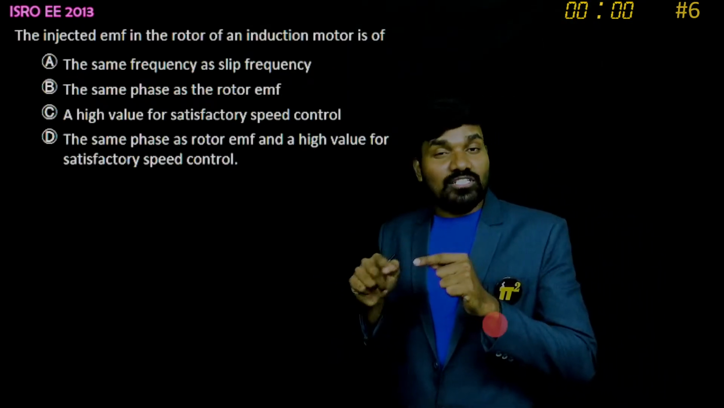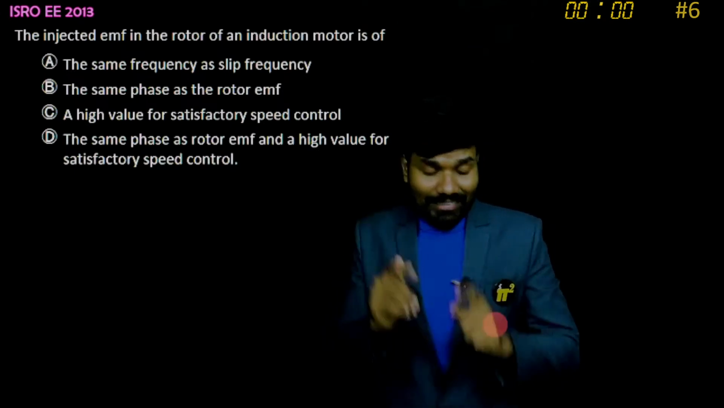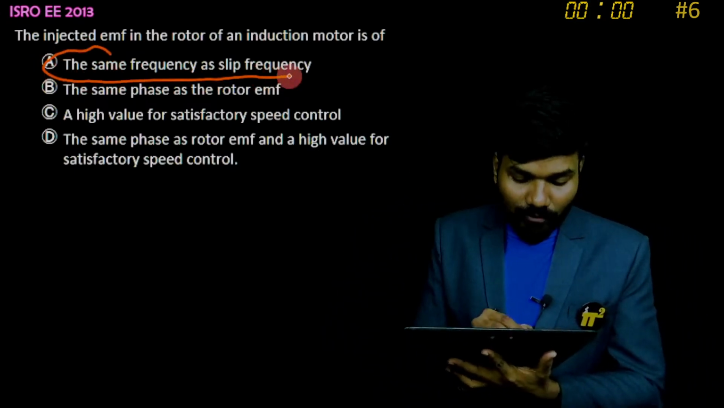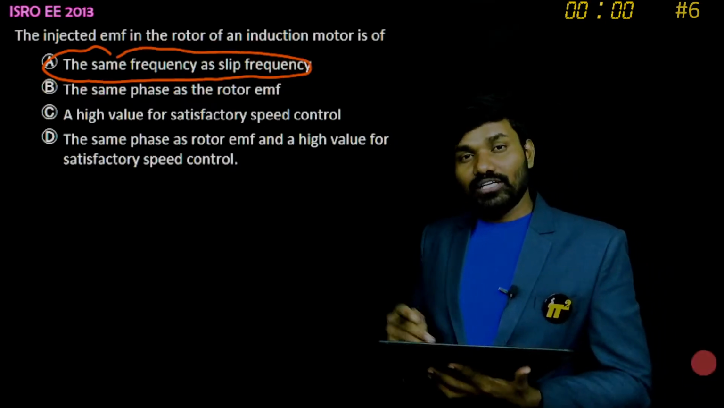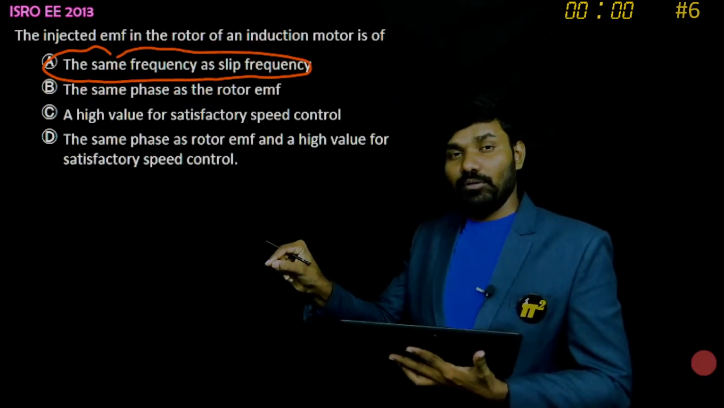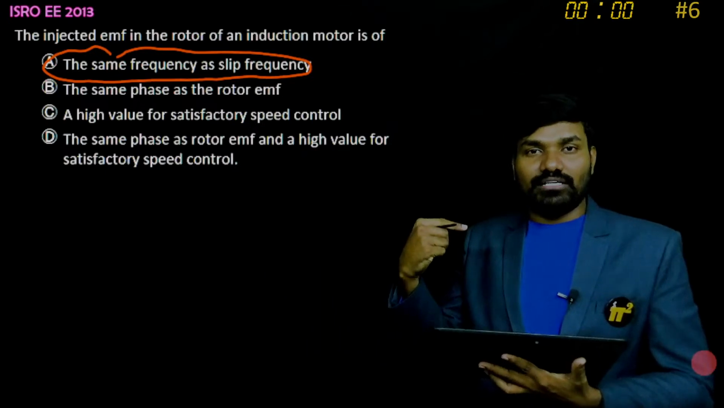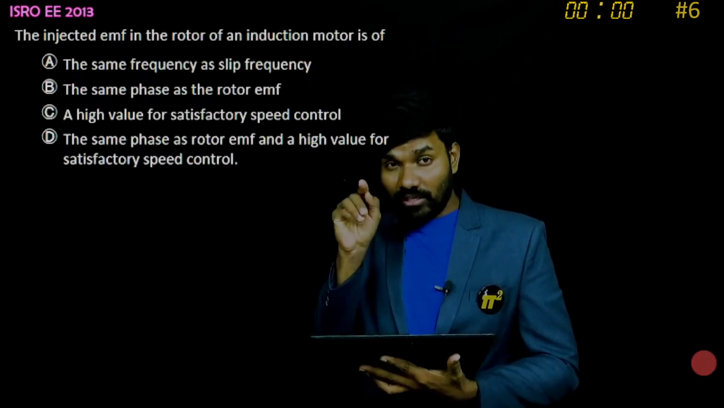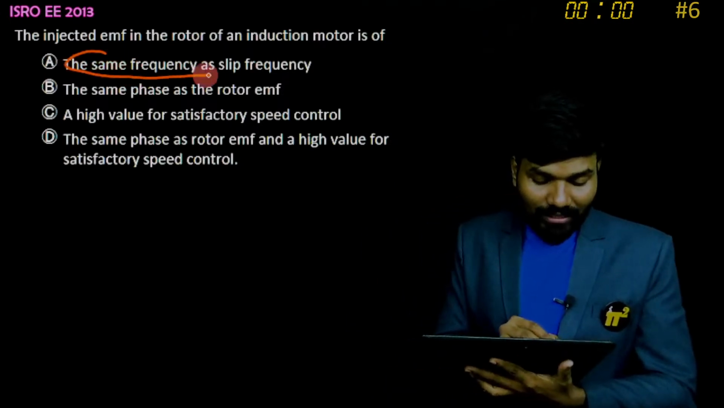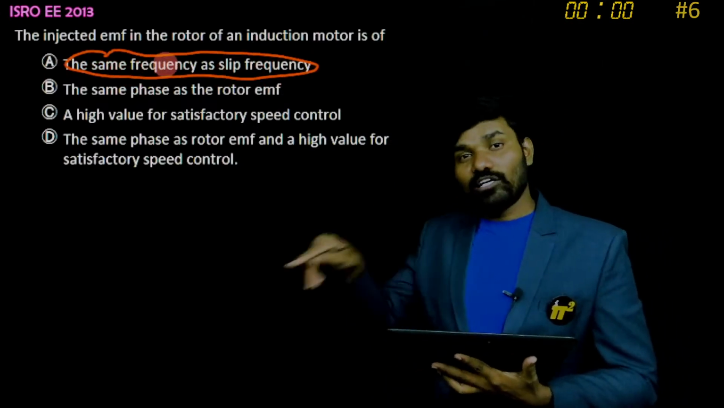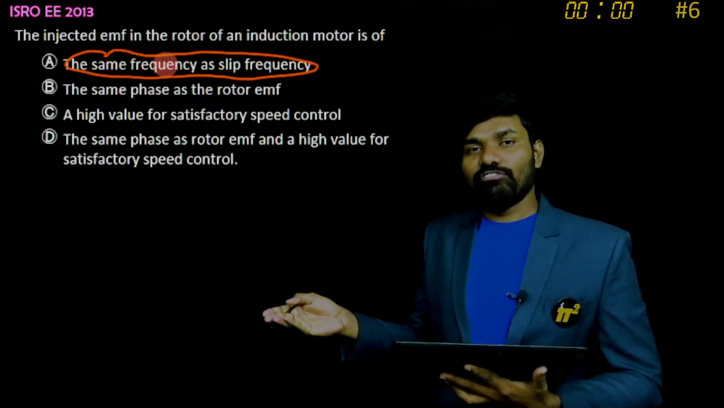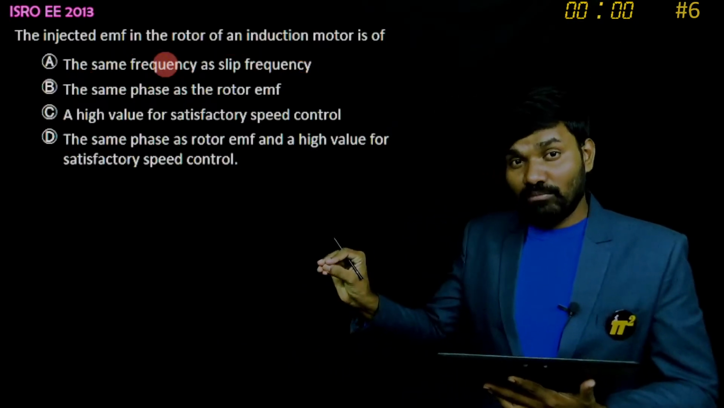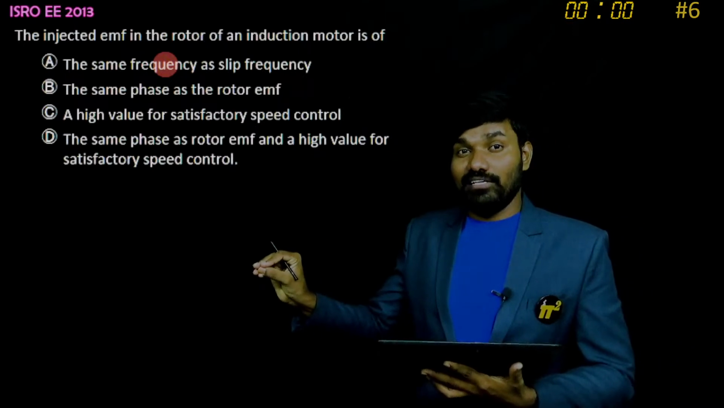But whether it is opposite or in phase, it has to be at the same frequency as the slip frequency. You inject the EMF, maybe in phase, maybe opposite, depending on the application and what you want. But in both cases, it should be the same as the rotor frequency, and rotor frequency is the same as slip frequency. So you should inject the EMF with slip frequency.